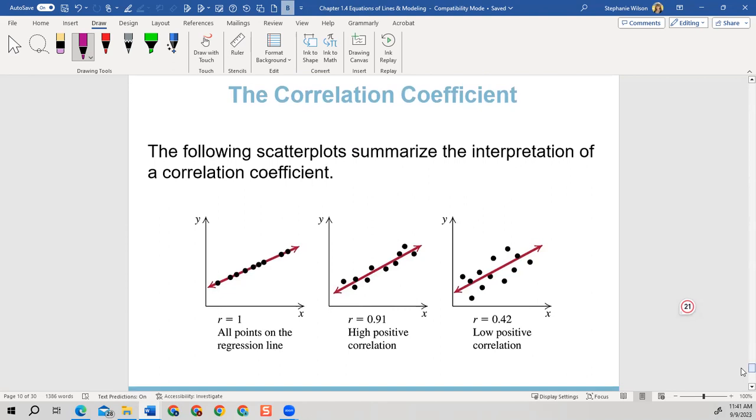So our correlation coefficient. If you look at these scatter plots, this first one here, all points on the regression line, it gives us R is equal to 1. Look, it's a straight line. It's nice. It's pretty. Now, if R is not equal to 1, but it's approaching 1, like 0.91, it's got a high positive correlation, meaning that it's closer to 1. You can draw a straight line between them. They're going to be all around it.